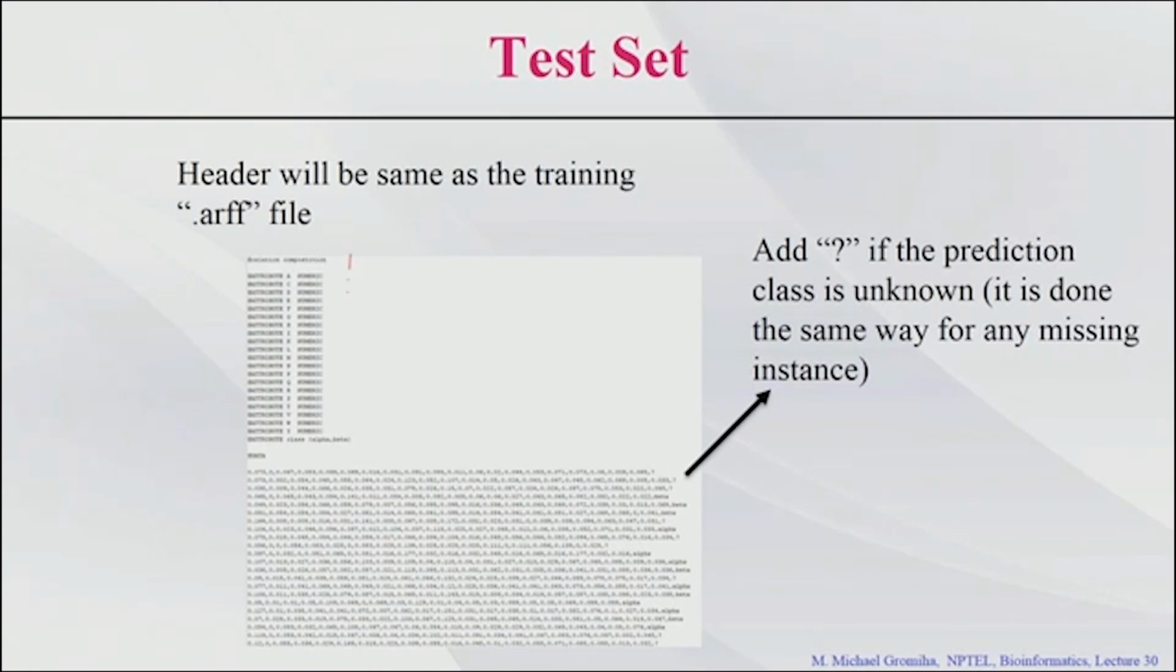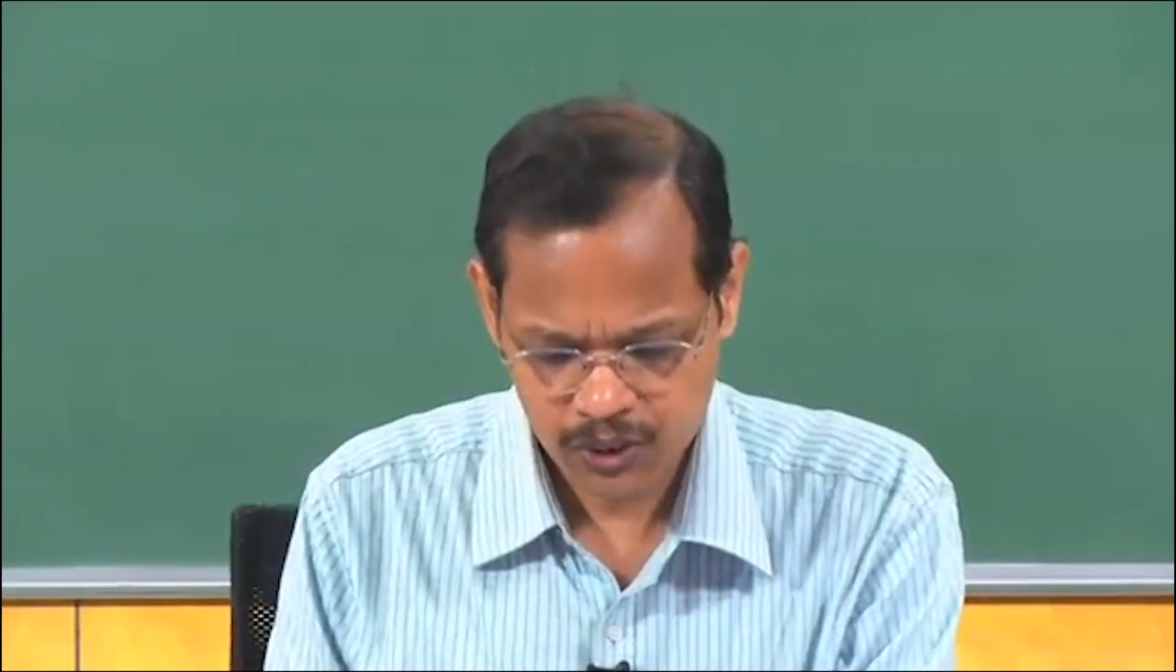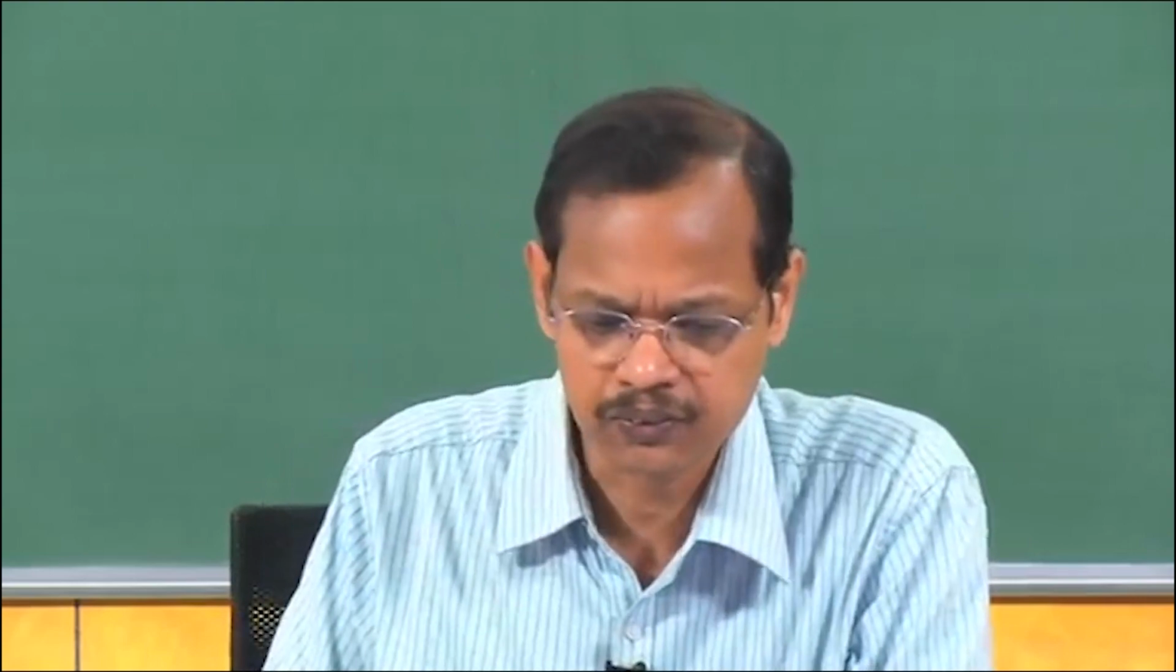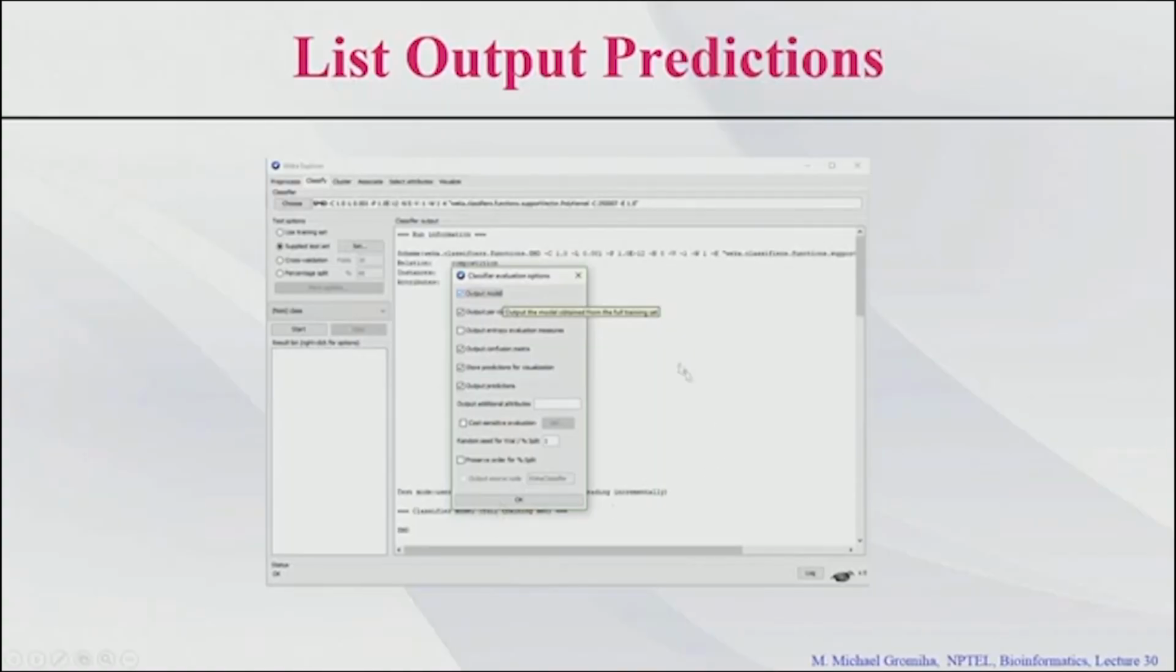In this case we use the same features, this is the composition we used, 20 amino acid residues, the same class. If you do not know the test set classes, you can put a question mark. The question mark means the prediction is unknown. In this case Weka will predict whether it is helix or strand. If it is known alpha or beta, it can also evaluate whether it is positive or negative, whether it is correctly predicted or wrongly predicted. This is the output. So it is also possible to list the output predictions.